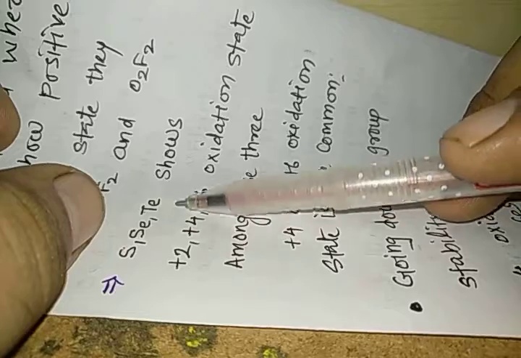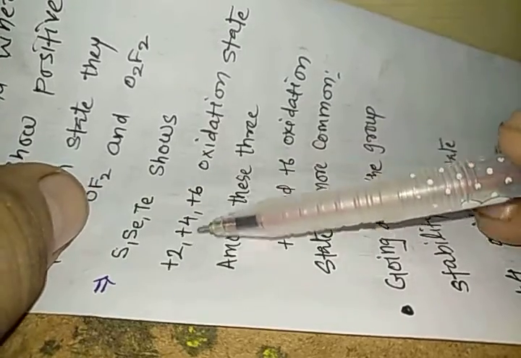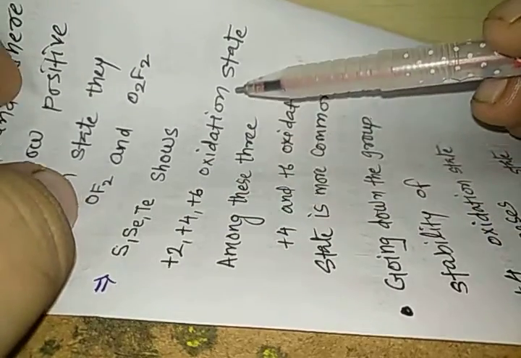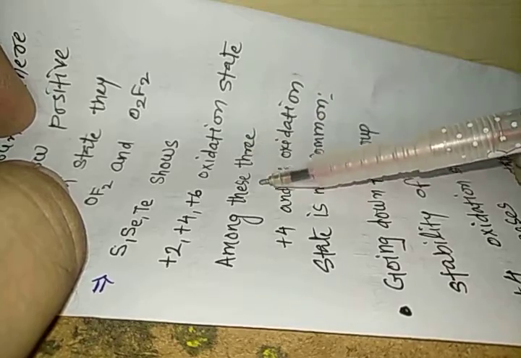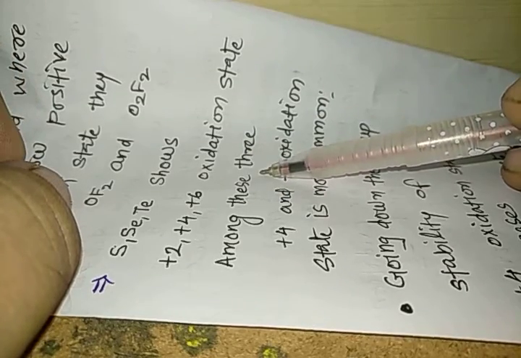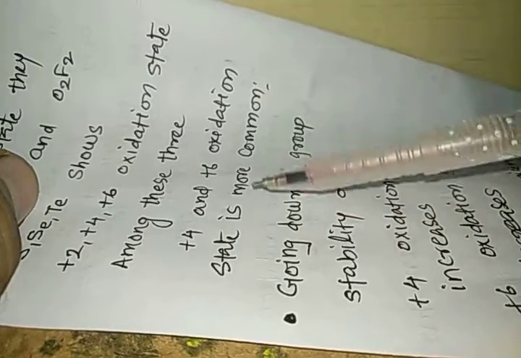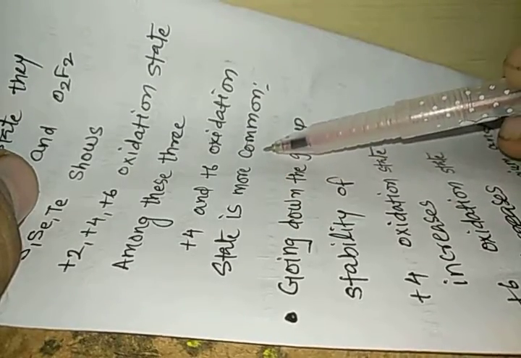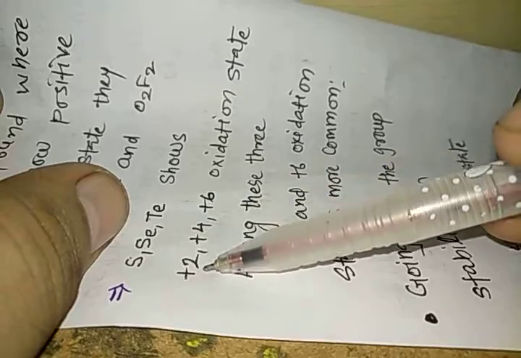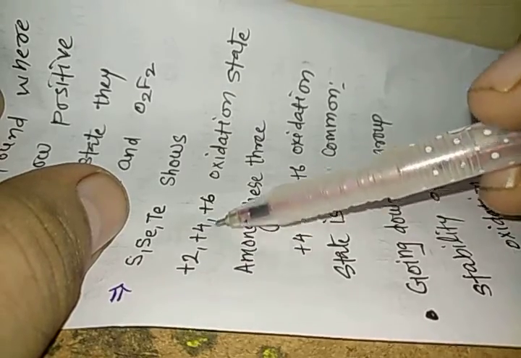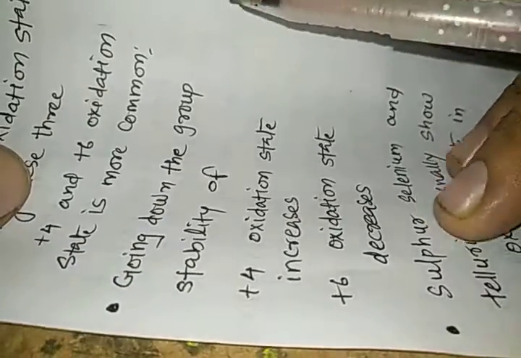Sulfur, selenium, and tellurium show +2, +4, and +6 oxidation states. Among these three, +4 and +6 oxidation states are more common. So out of these, these two are more common. The +2 oxidation state is not much seen.